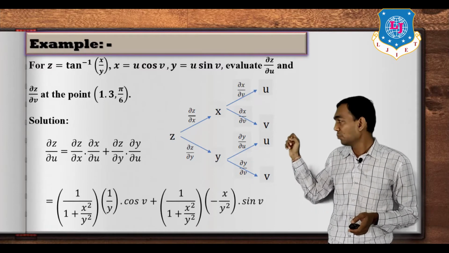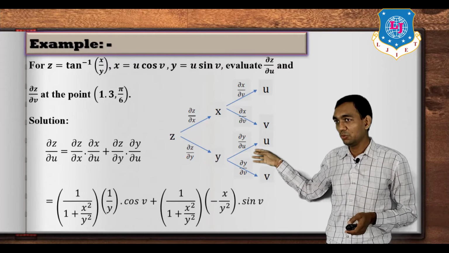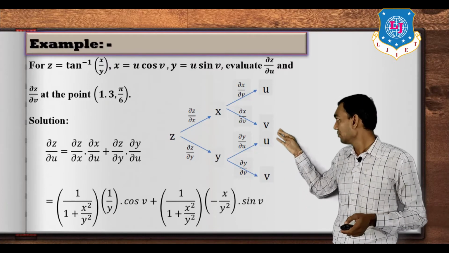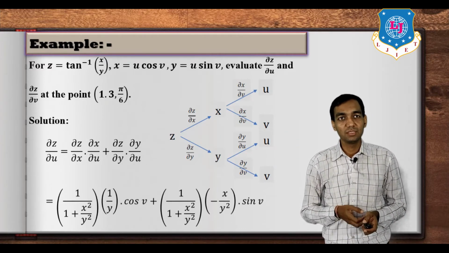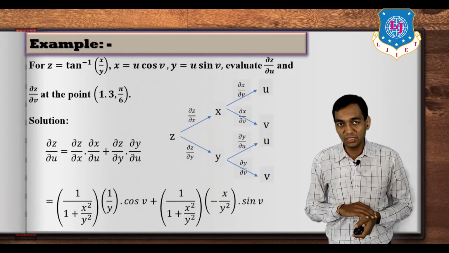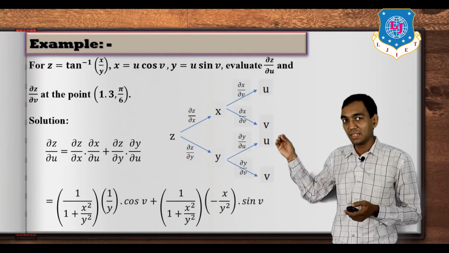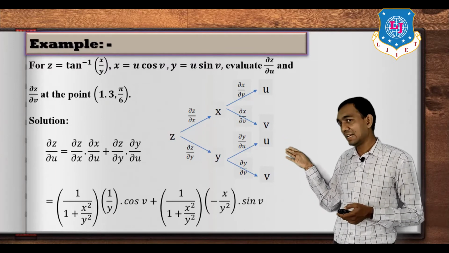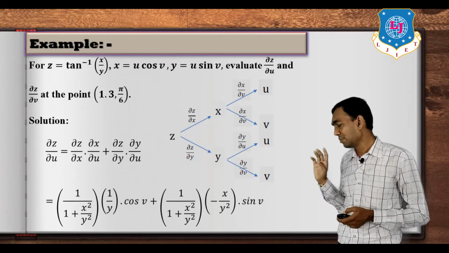So if you are going to find the derivative, then either z can be differentiated with respect to u or it can be differentiated with respect to v at a point 1.3 comma pi by 6. So what we are going to do is, we are first finding del z by del u. Now first you have to find out the derivative and then you have to substitute the points. So del z by del u is equal to del z by del x into del x by del u and plus del z by del y into del y by del u.